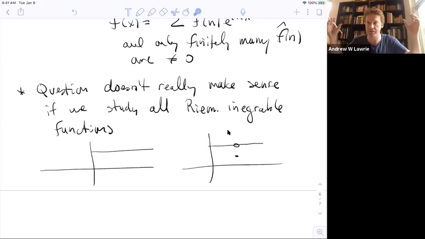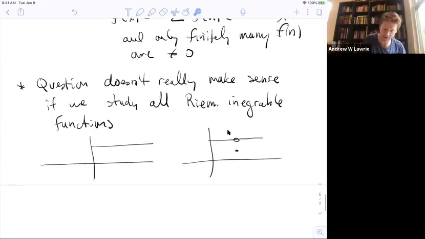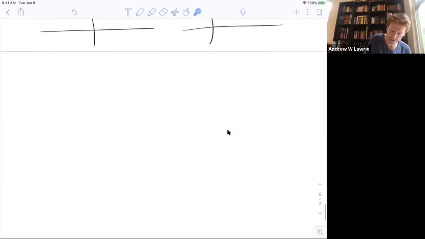So we're going to need to start refining the group of functions that we consider to ask this question of pointwise convergence. So let's reformulate the question a bit. So, reformulation.